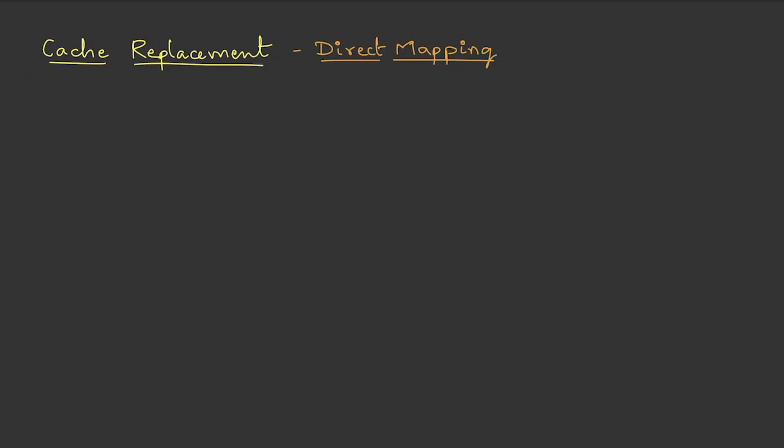When cache is full, we need some mechanism to replace the data in the cache. So for this lecture, let's learn what happens when the direct map cache is full. In direct mapping, for every block there is a line number. And to find the line number, we have a formula. The formula is line number equals block number modulus number of lines.